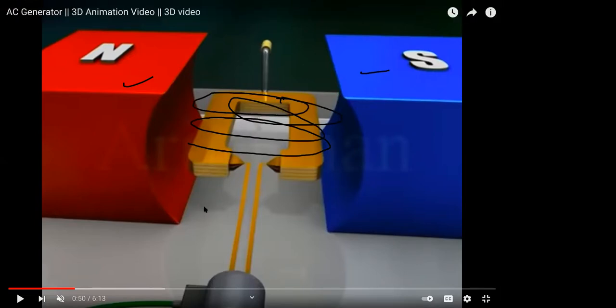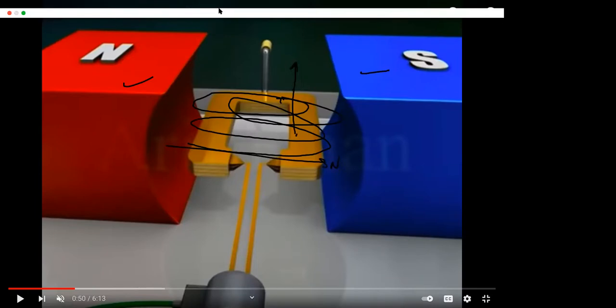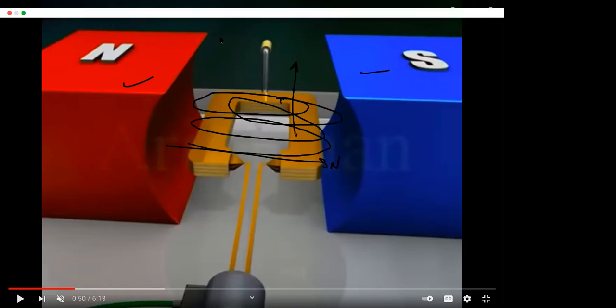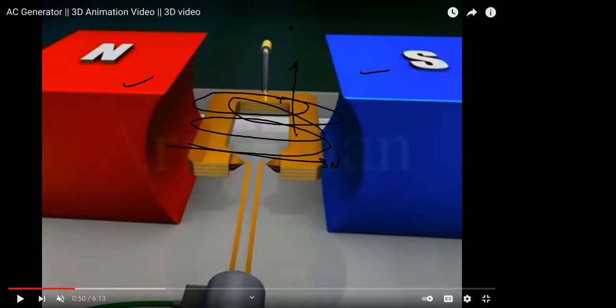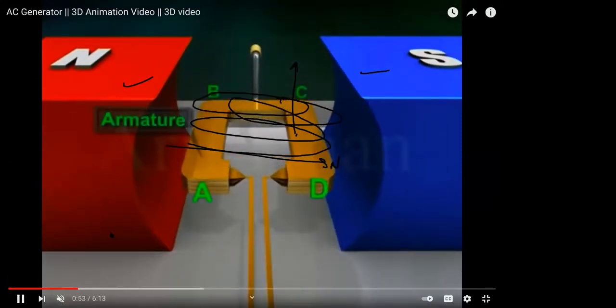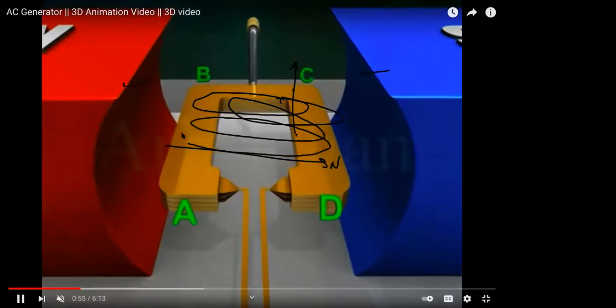So what happens when you rotate this coil? When this frame is in this position, the area vector is upwards and the magnetic field is to the right hand side. So the angle between magnetic field and area vector is 90 degrees. See what happens when it rotates. This is the armature.